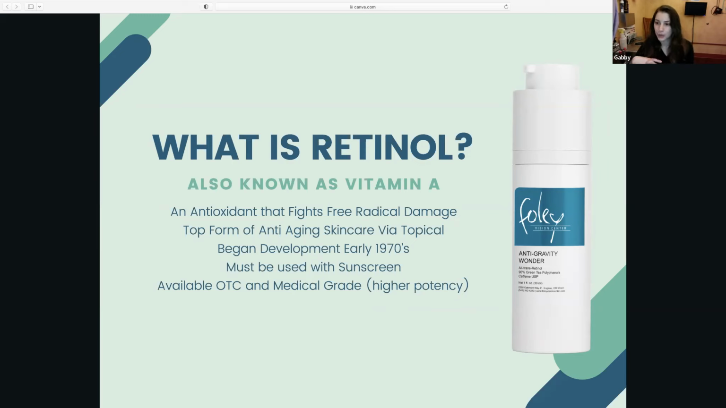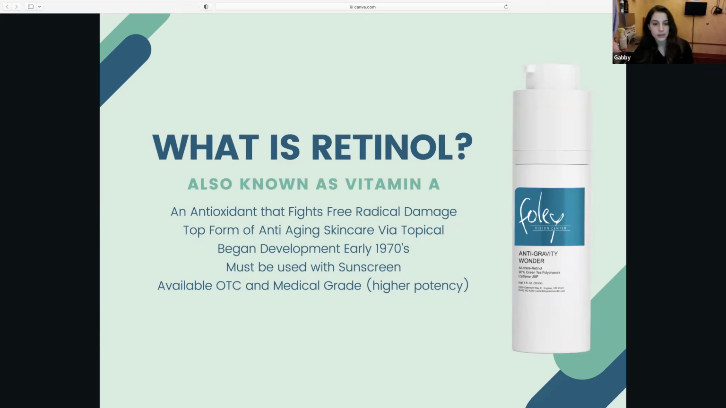So it's been around for quite a bit, and it's pretty well known at this point, where it's in everything. I've seen it in body washes, which I don't really recommend, but I see it in everything now. The main thing I want people to know about retinol is that you must use it with a sunscreen because it is going to photosensitize you.